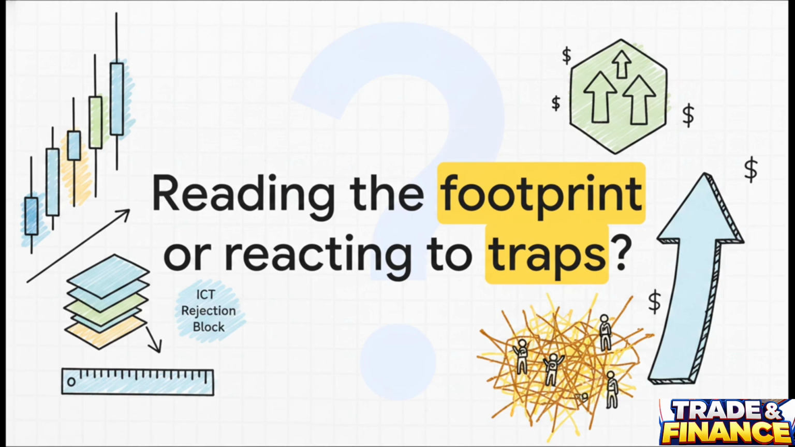I really want to leave you with this provocative question as you head back to your charts today. Are you reading the market's true footprint, or are you just reacting to its traps? By isolating these extreme wicks, applying those strict 40% geometric rules we talked about, and patiently waiting for proper confirmation, you can absolutely stop being the liquidity and start trading alongside the institutions that create it.